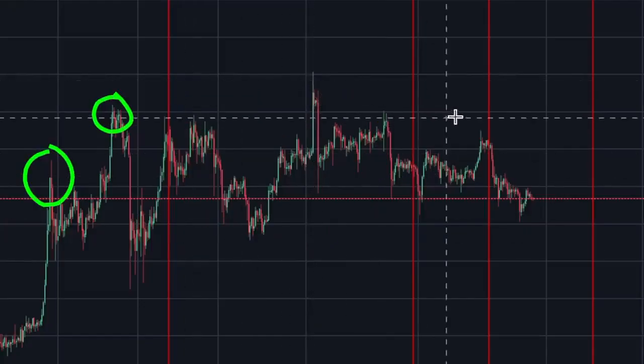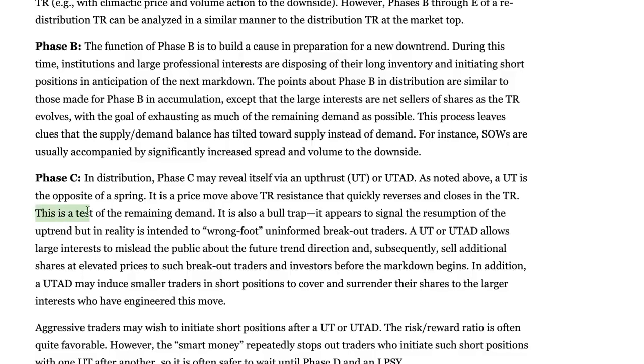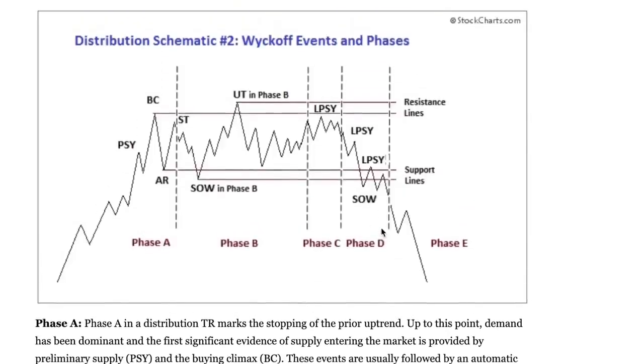Let's take a look at phase C, which is right here. Phase C is a test of the remaining demand. It is also a bull trap. It appears to signal the resumption of the uptrend, but in reality is intended to wrong-foot uninformed breakout traders. Scrolling up here, we can see, this here is phase C. It is a bull trap, and then it just reverses down into phase D.